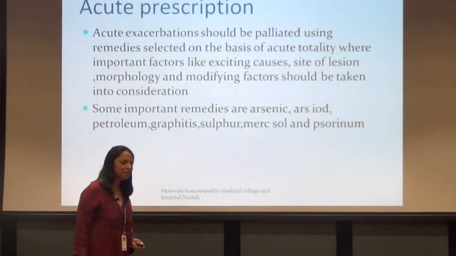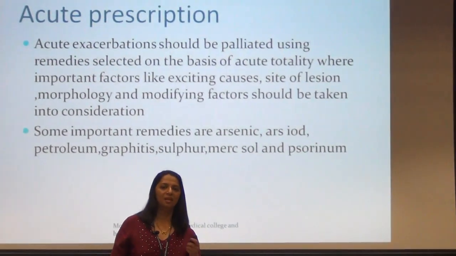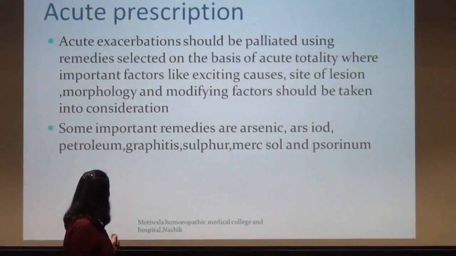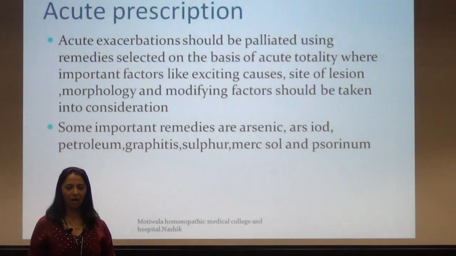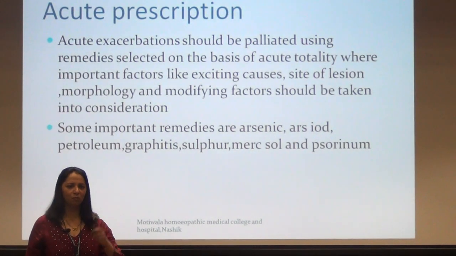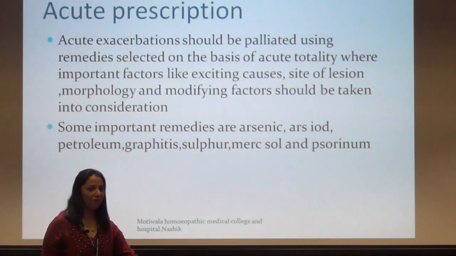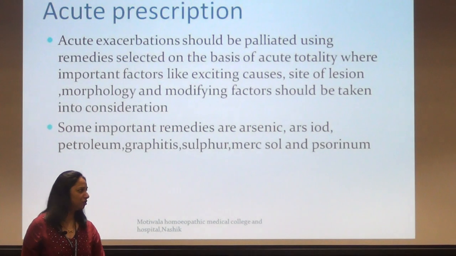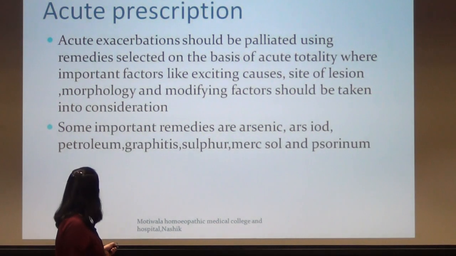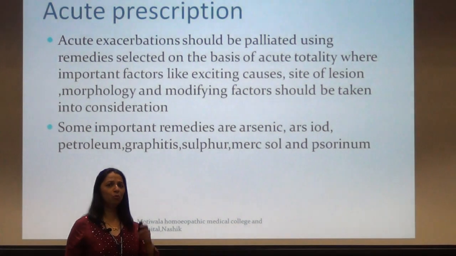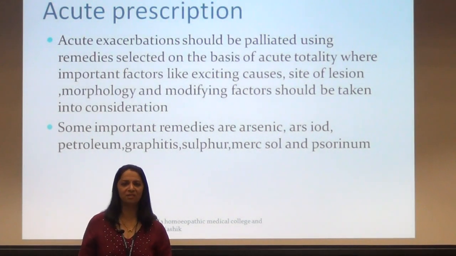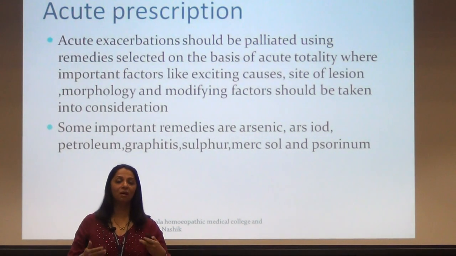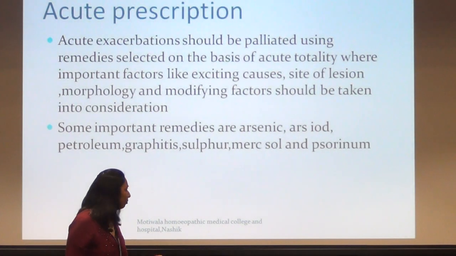Acute prescriptions in psoriasis: when there is exacerbation, then you will have to select a remedy based on acute totality. When you are considering acute totality, some of the points that you need to stress upon are, find out what was the exciting cause, what was the precipitating cause, find out where is exact location of psoriasis, find out what is difference in morphology from the common features of psoriasis, also find out what are the modifying causes in case of psoriasis. This will help you to make an acute totality of symptoms in the case of exacerbation.